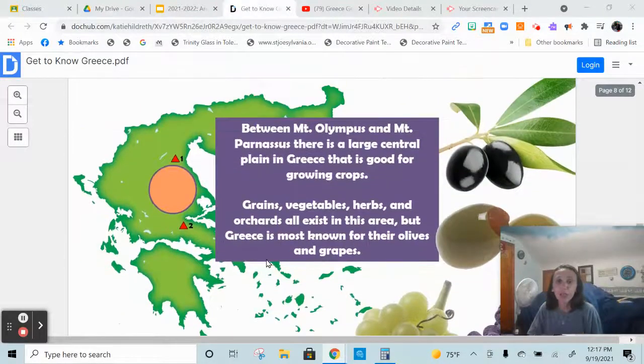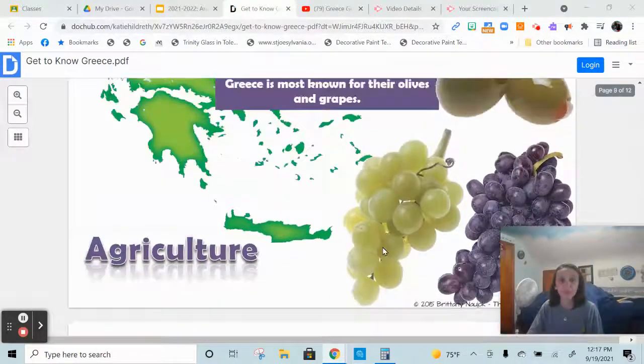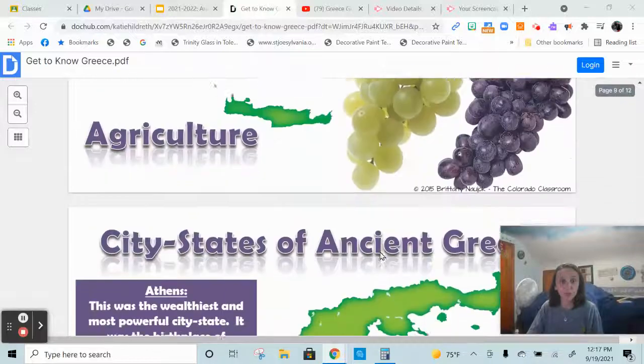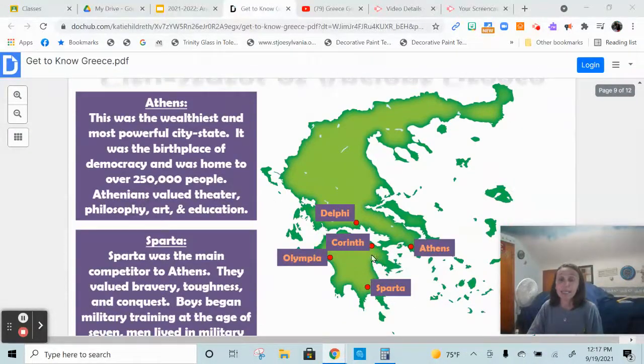Okay, between Mount Olympus and Mount Parnassus is a large central plain in Greece that is good for growing crops. Grains, vegetables, herbs, and orchards all exist in this area, but Greece is not known for olives and grapes. So that's our agriculture.